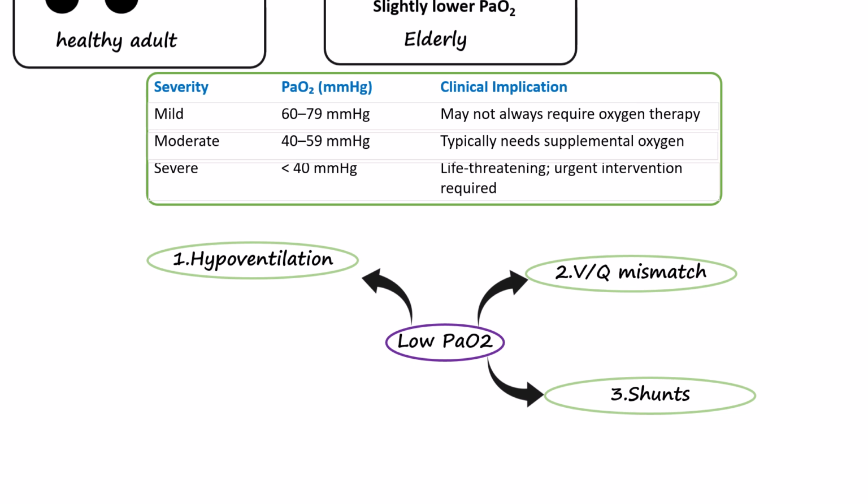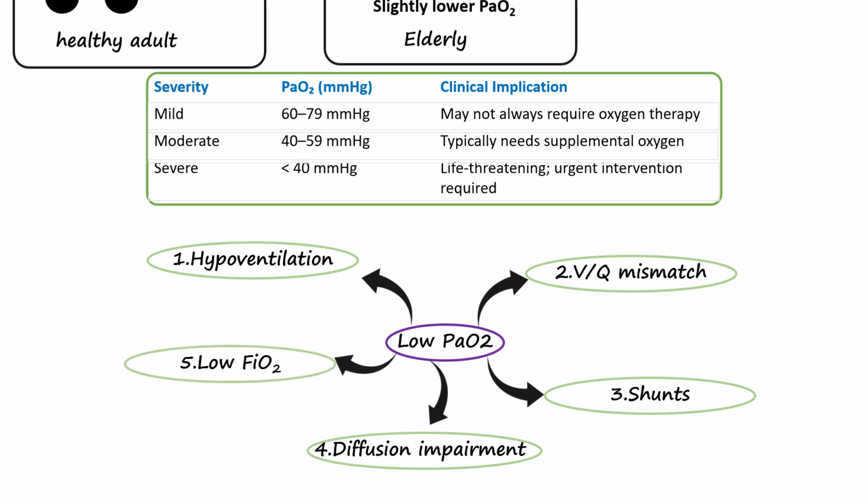The fourth group includes diffusion impairment, where oxygen transfer across the alveolar membrane is hindered, typically caused by interstitial lung diseases like pulmonary fibrosis. Finally, the fifth category involves low inspired oxygen levels, which can happen at high altitudes or in cases of oxygen deprivation. Clinically, distinguishing between these mechanisms relies on evaluating the alveolar arterial oxygen gradient.